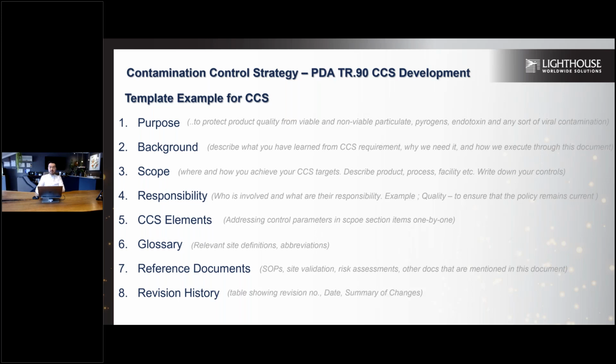By saying revision, in this section 8, your revision history should be in a table showing the revision number, date, and the summary of changes. If you add or remove anything from the main body, you have to mention it. And if you add or remove any annexures or reference documents to your contamination control strategy, it has to be described in this revision history.